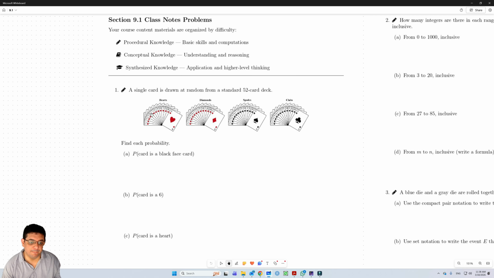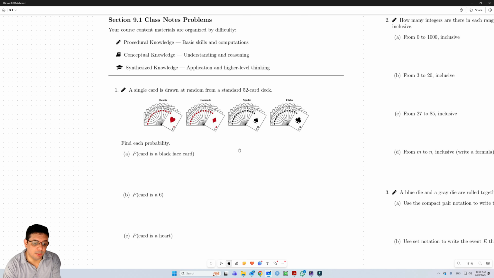We have hearts, we have diamonds, we have spades, and we have clubs. And then the hearts and diamonds are red, the spades and clubs are black. And each suit goes from the ace up to 10, and then we have the face cards, which are J, Q, and K. Okay, so now given that each suit has 13 cards, then we have 26 that are red, 26 that are black. Then we define probabilities depending on the type of card that we're getting.